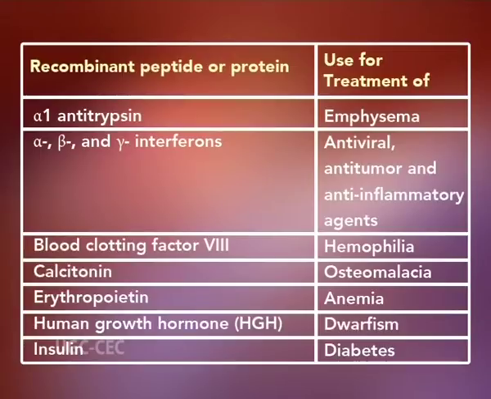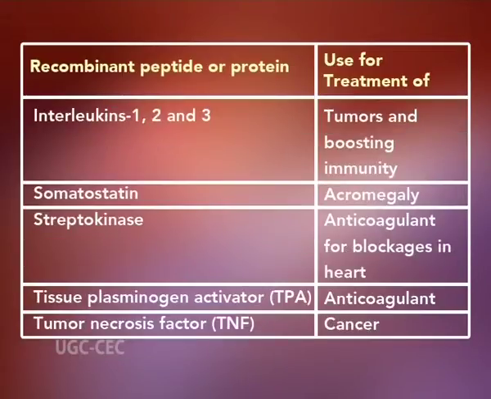Other such proteins include insulin for treatment of diabetes, interleukins 1, 2, 3 for treatment of tumors and boosting immunity, somatostatin for treatment of acromegaly, streptokinase anticoagulant for treatment of blockages in heart, tissue plasminogen activator TPA as an anticoagulant, tumor necrosis factor TNF for treatment of cancer.